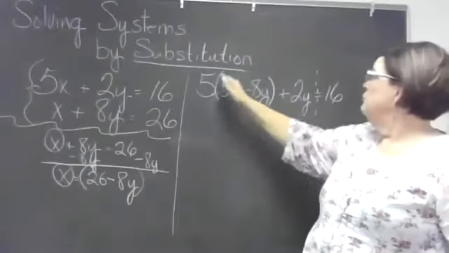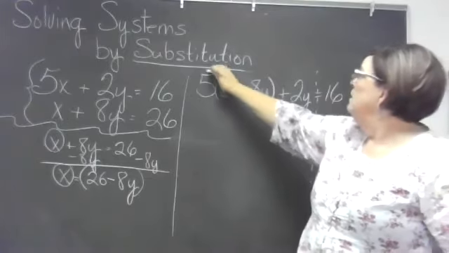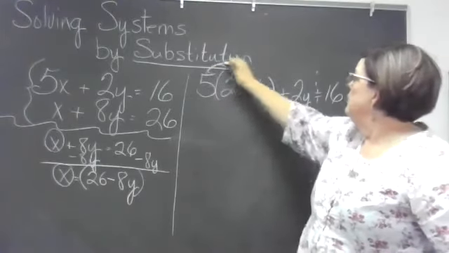We know we have to get rid of parentheses first, and since I can't work this inside, I'm going to use my distributive property.